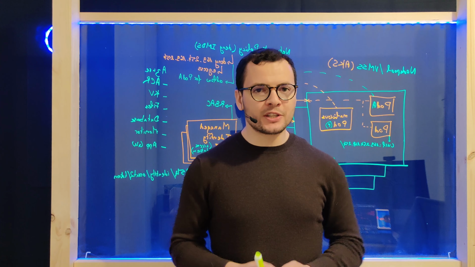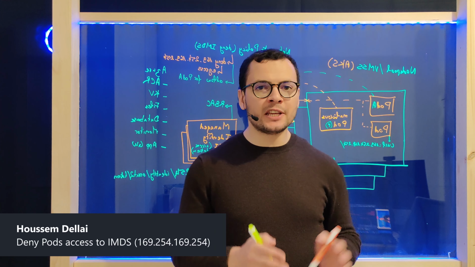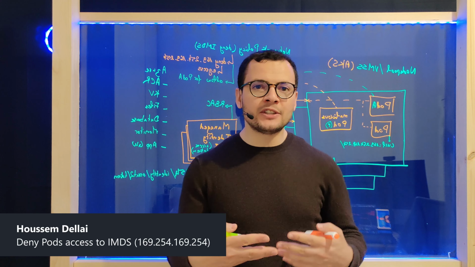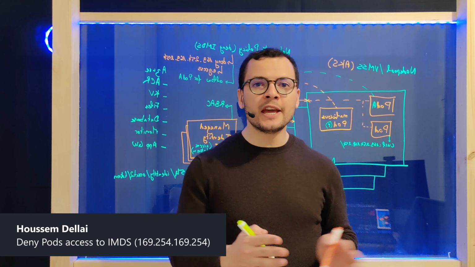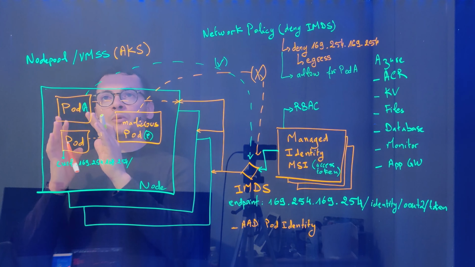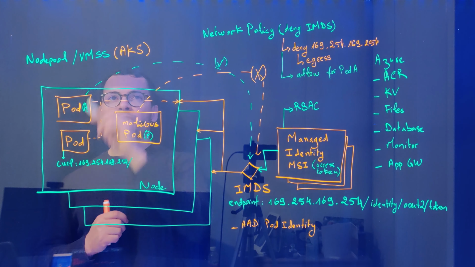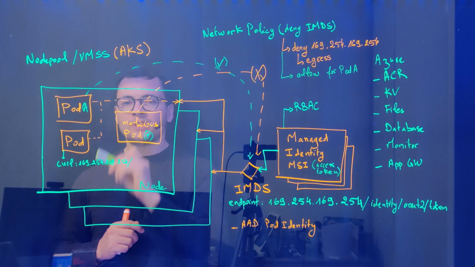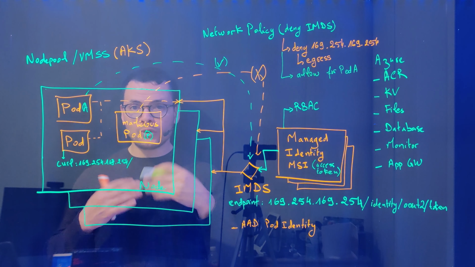Let's learn in this Lightboard session about IMDS, Instance Metadata Service, and how it could present a security issue when using AKS with managed identity. An AKS cluster is a group of one or multiple node pools. Those are virtual machine scale sets, where each VMSS is a group of virtual machines.